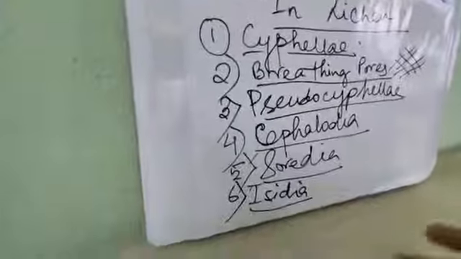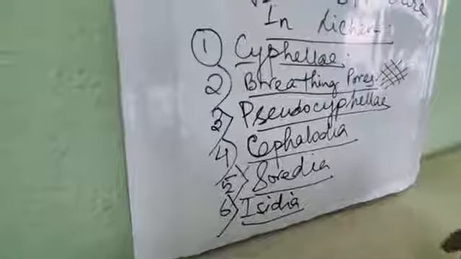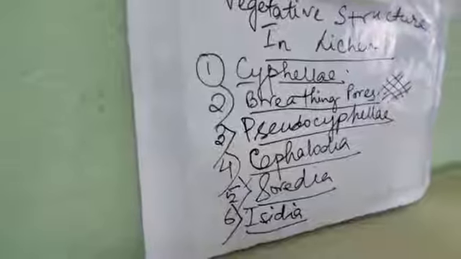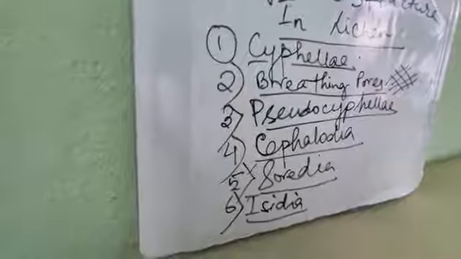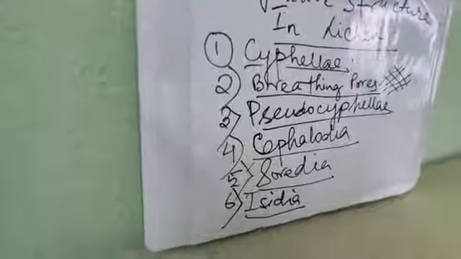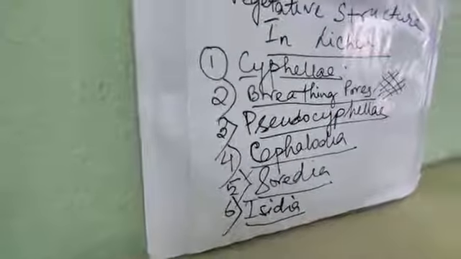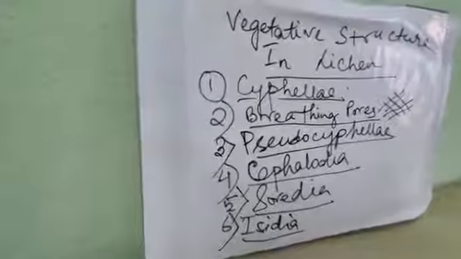The 6th one is the Isidia. It is to some extent the same as Soredia, and is also meant for vegetative propagation. It is also found on the upper surface of the lichen and is formed of algal cells and fungal hyphae, but the main difference is that it is coral shaped and corticated, meaning it is found on the cortex. But Soredia is non-corticated and is a bud-like, round outgrowth. So these are the vegetative structures in lichen.